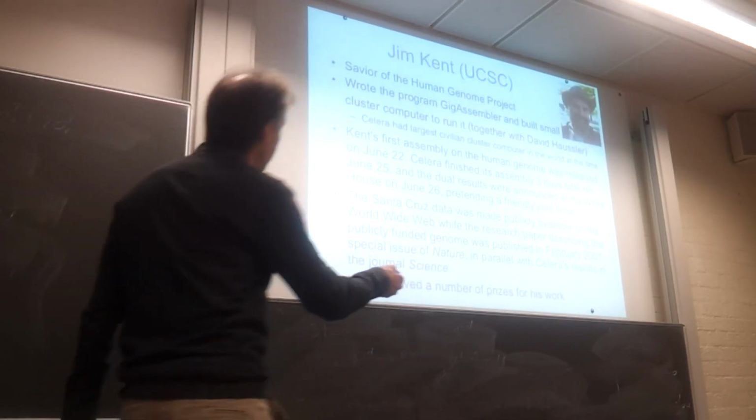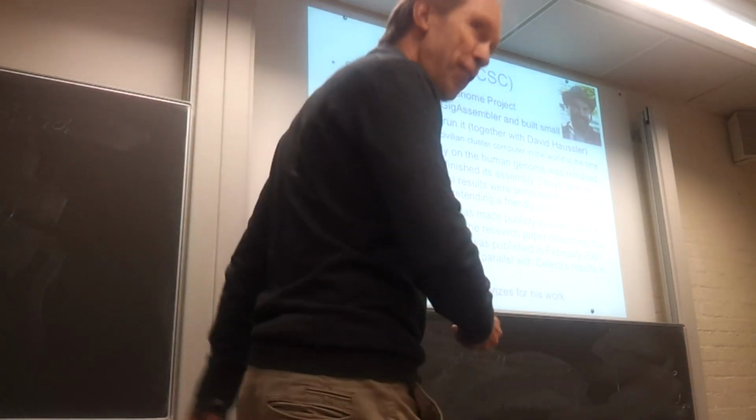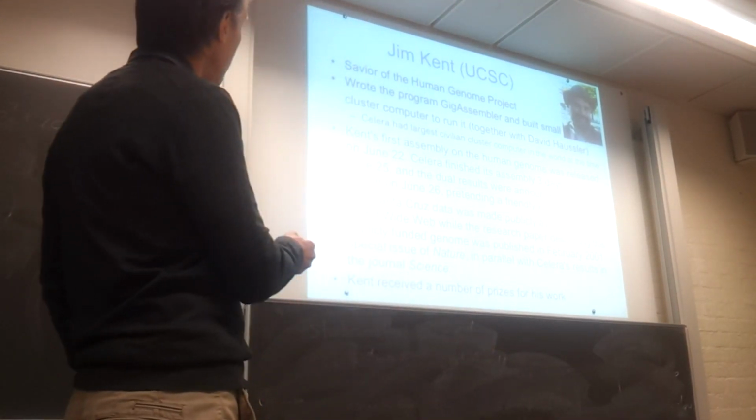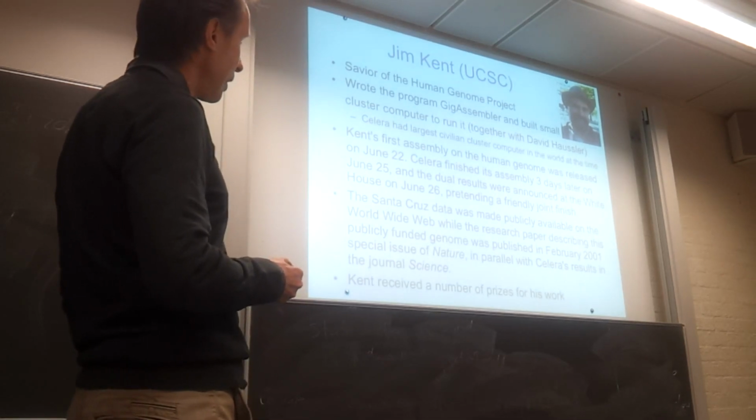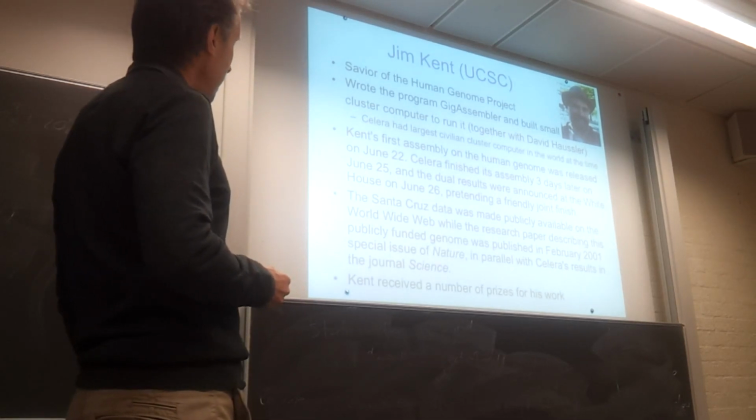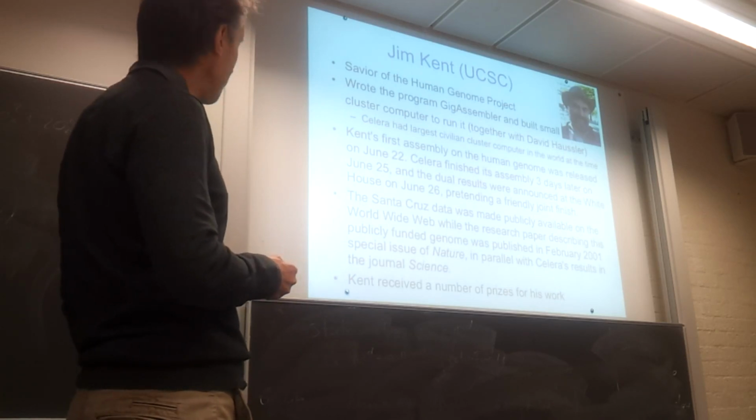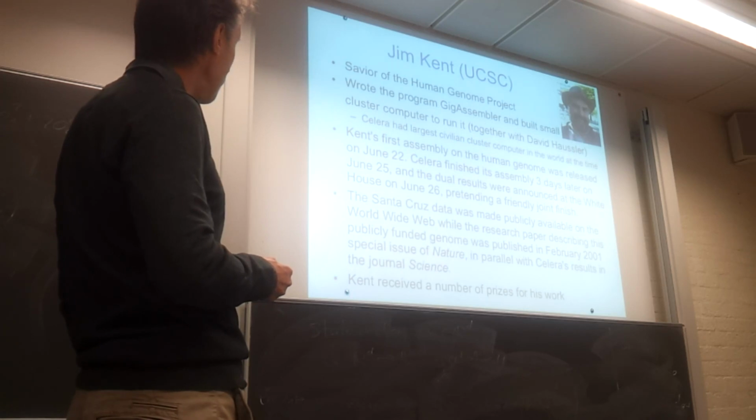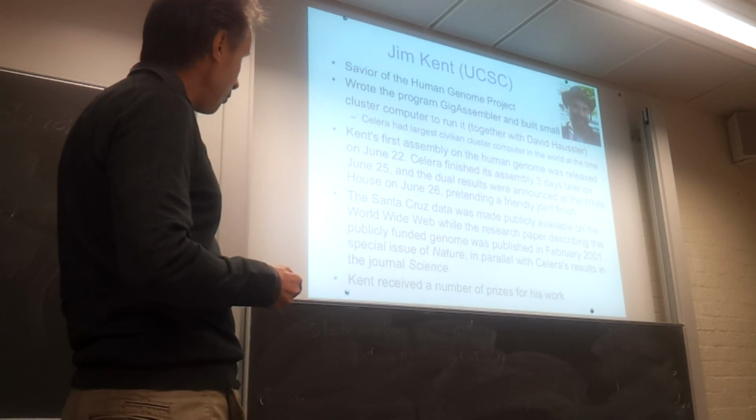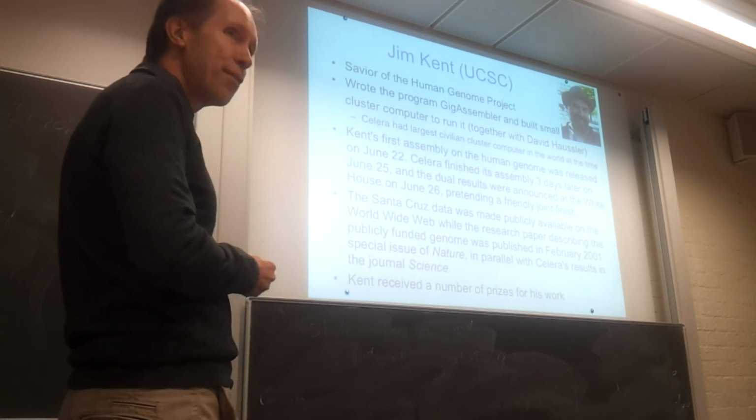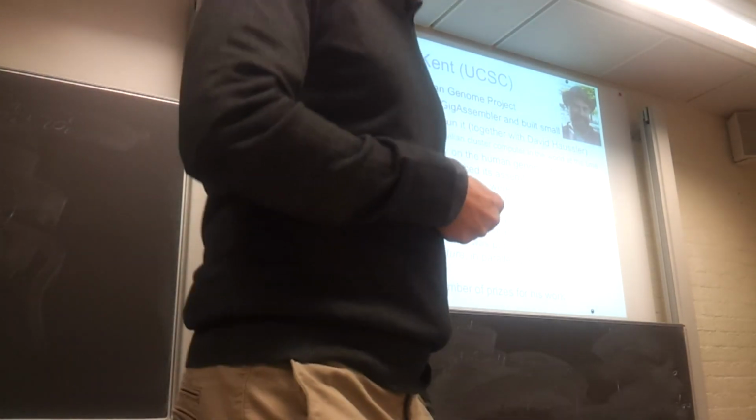So here you see, this is Jim Kent. Leave the guy alone, he writes software, he doesn't want to talk, but he's great. So he could be called the savior of the Human Genome Project. He wrote a program called GigAssembler. And here you see some important dates. June 22, he pulled it off. He built the first assembly of the genome. Celera, they had their complete copy, they had all kinds of versions, but 3 days later, on June 25, they started discussing, and the next day, there was a global press conference.